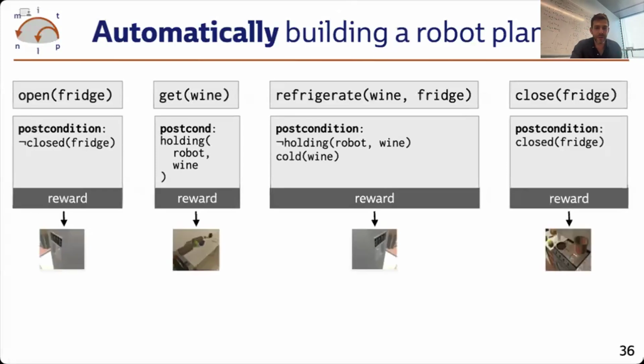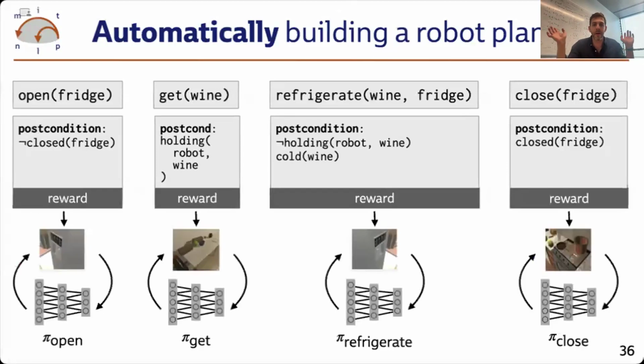And once we have this, right, we can just throw this at a standard RL algorithm, however we want, and get maybe little controllers for each of these high-level actions, or even just one big controller that takes as input an embedding of the word open or the word get or whatever, and executes it in sequence.